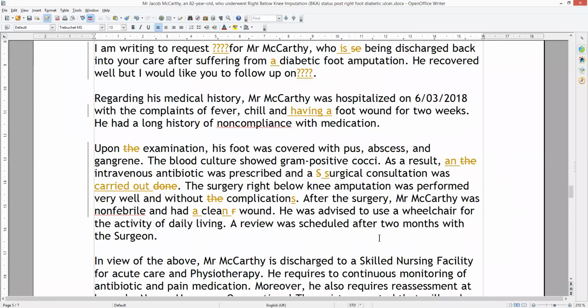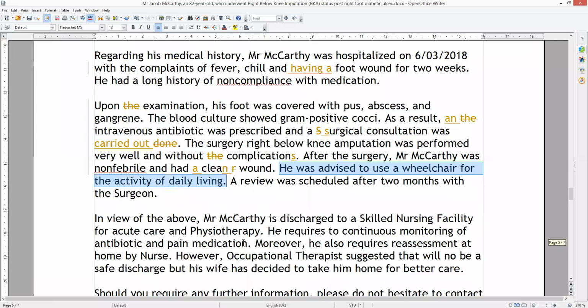Now, I don't mean to laugh, but he's got one leg. You've cut one of his legs off. Therefore, I advised him to use a wheelchair. Really? As well, I'm sure he would never have thought of that himself. Anyway, he was advised to use a wheelchair for the activity of daily living because he's only got one leg.